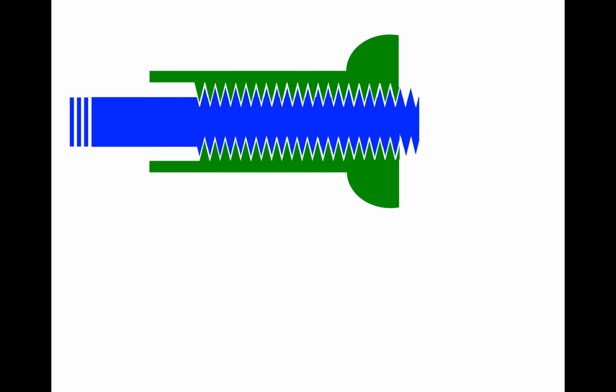But in fact, with some considerable effort, I can screw the nipple on farther. But when I do, what will happen is that the harder steel at the 2 millimeter diameter will flatten out the threads on the softer nipple.